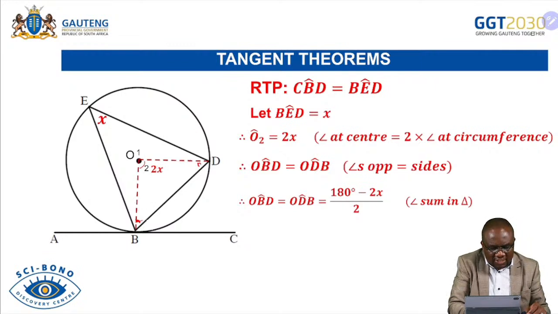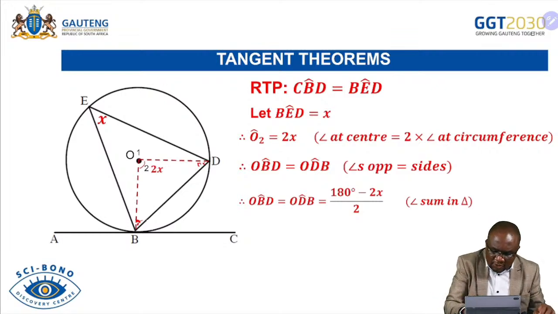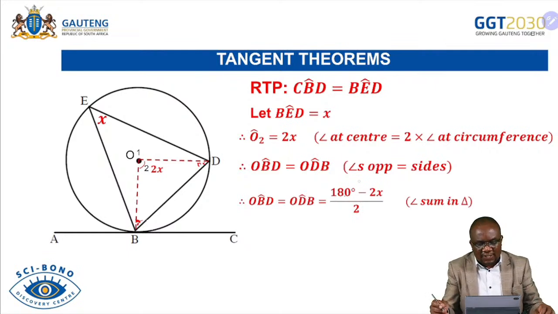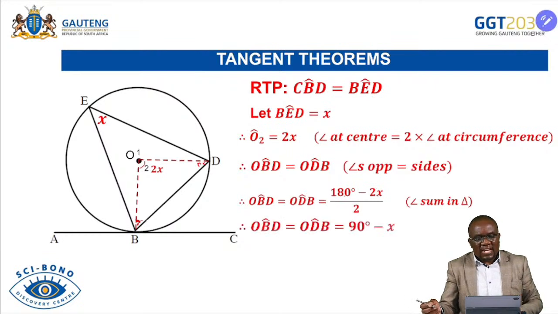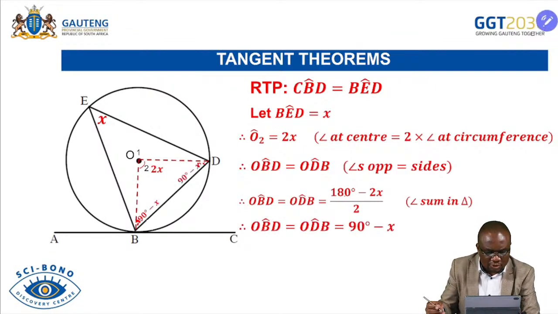And then what we're getting, we're dividing by 2 because this angle is equal to this angle. And then what do you get? What is 180 divided by 2? 180 divided by 2 is 90. 2x divided by 2 remains x. So you remain with 90 minus x. So this angle is 90 minus x. This angle is also 90 minus x.